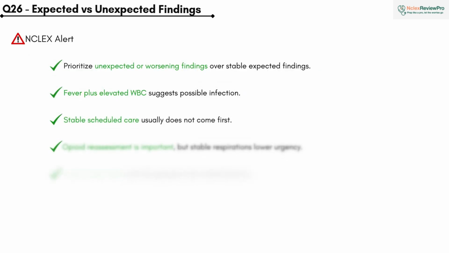Now here is the NCLEX alert. Prioritize unexpected or worsening findings over stable expected findings. Fever plus elevated white blood cell count suggests possible infection. Stable scheduled care usually does not come first. Opioid reassessment is important, but stable respirations lower the urgency. In priority questions, look for the client with the greatest risk of deterioration.